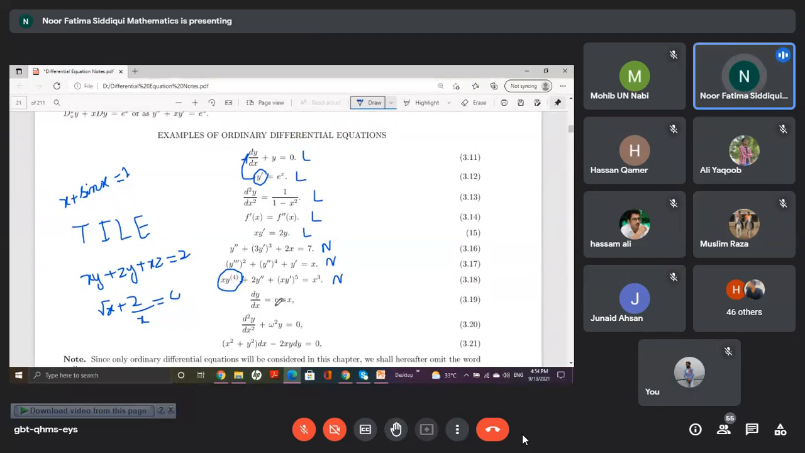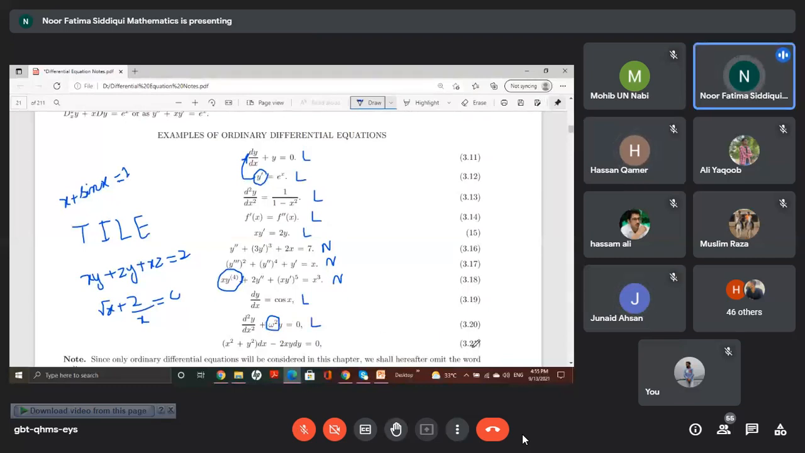What about 3.19? It's a linear equation. 3.20? It is not a linear equation. Why not? If you observe 3.20, y is the dependent variable and x is independent. So anything else appearing is just like a constant. That's why it is a linear equation.